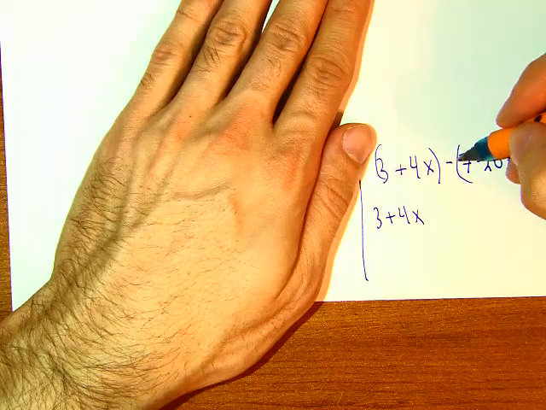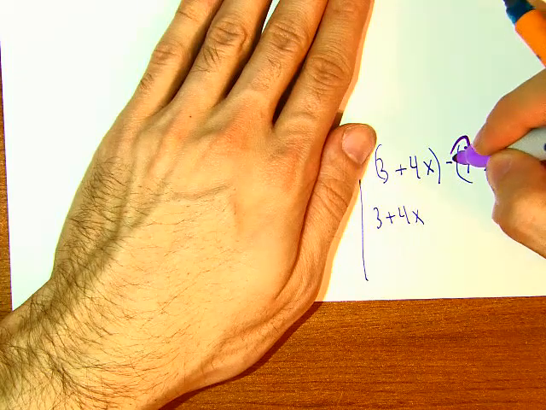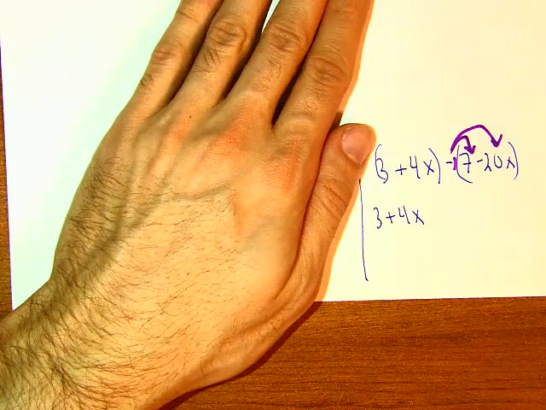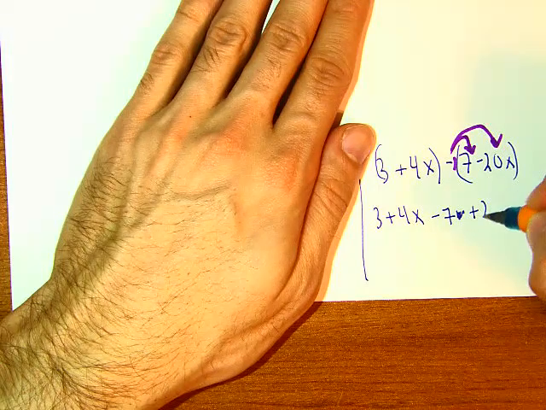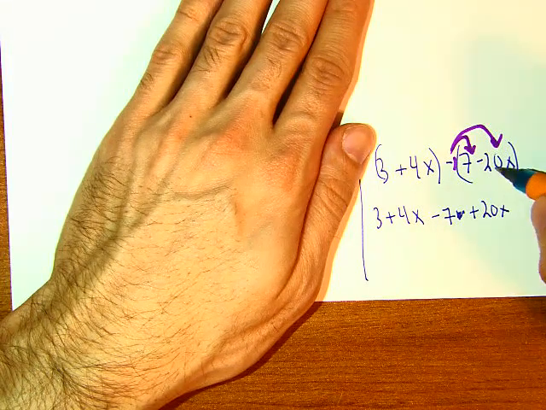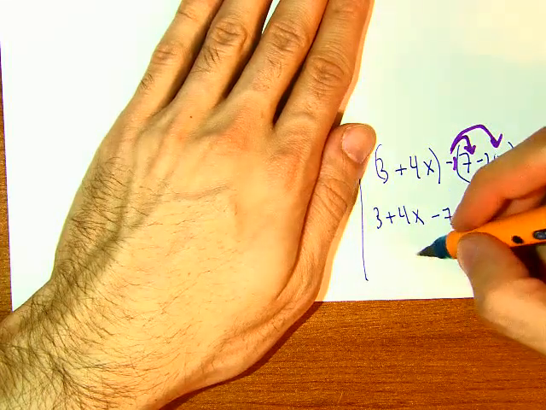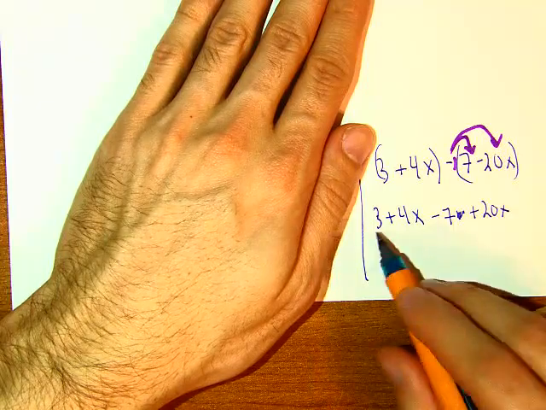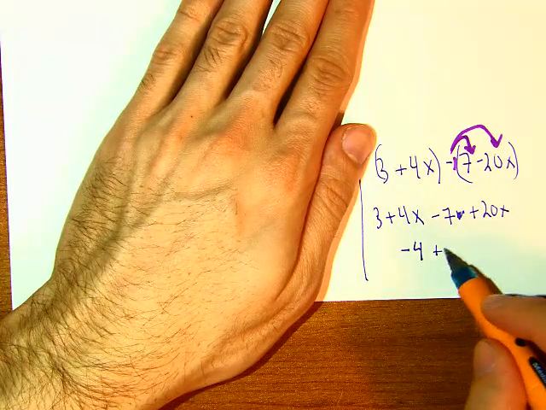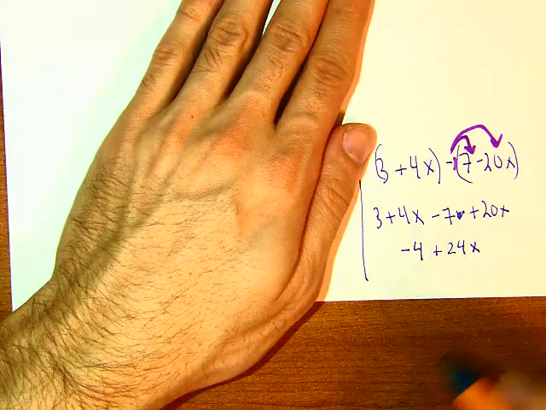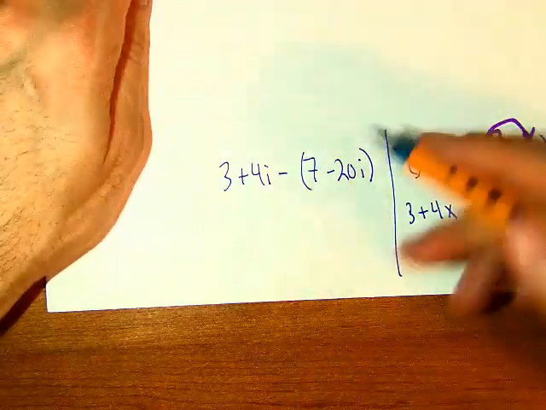And then what do you have to do here? Don't you remember, you have to distribute that minus 1 to both of them. So this becomes minus 7, and this becomes plus 20x, right? Minus 1 times the minus 20 is plus 20x. So now here, we have 3 minus 7, and what is 3 minus 7? That is minus 4. And 4x plus 20x is plus 24x. And that's it. Well, the same thing is going to happen once we do this question here.